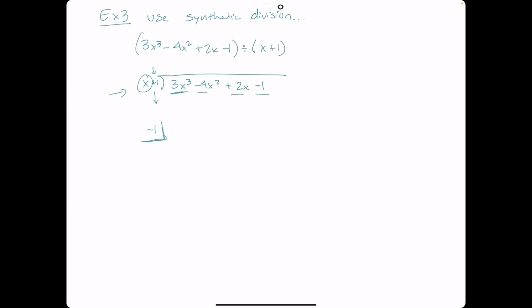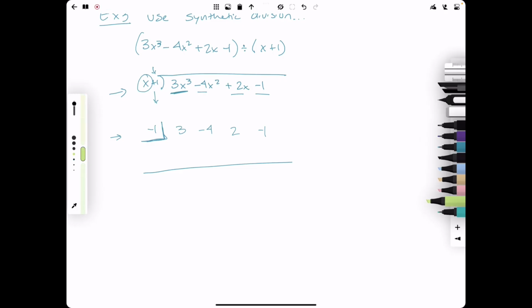Because they're already in descending order. If they're not in descending order, you need to get them in descending order. So all 4 of the exponents are accounted for. I'd have 3, -4, 2, and -1. Those signs stay the same. Only the divisor flips the sign. Okay, so then I'm going to give myself this line because I'm going to do some work within. I'm going to make these squares and I'll write in them. We're going to be writing in these spaces here, as well as below all that. Actually, I take it back. We're not going to be writing here.